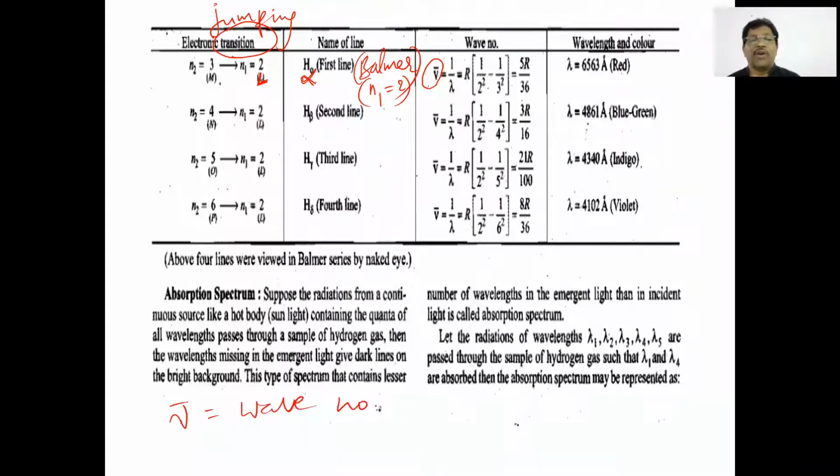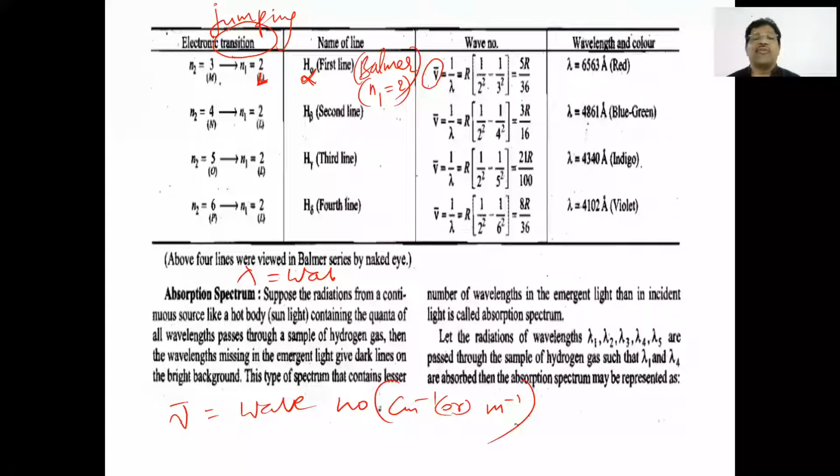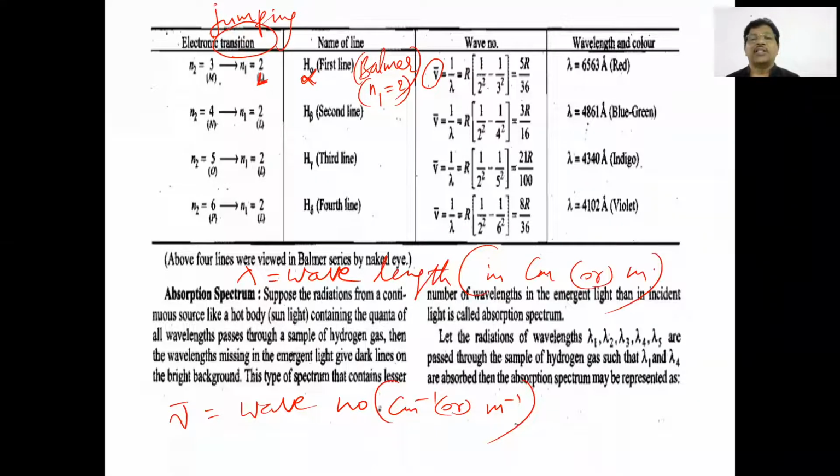Wave number is measured in what? Centimeter inverse or meter inverse. And lambda is what here? Wavelength. Wavelength is measured in centimeters or meters. And general units we use are angstroms, nanometers, picometers. Generally the CGS system uses centimeter, and the MKS unit is meter. Like that, 1 by lambda or nu bar can be calculated.